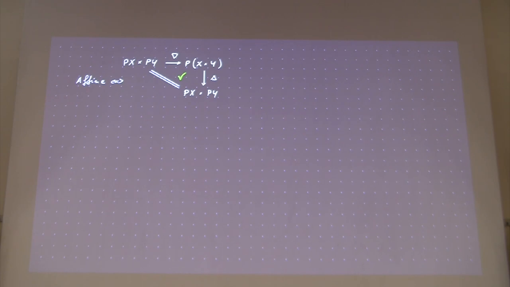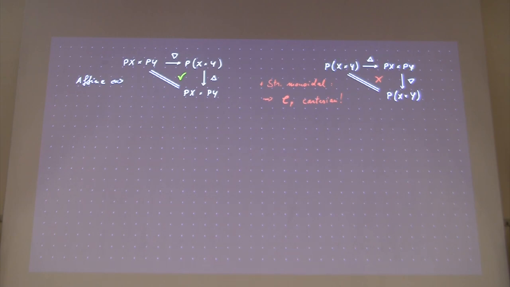What you do not get is the other direction. It is not true that if two things are interacting and you separate them, then take the product, you recover the initial interaction. That would make these two maps monoid homomorphisms and would make the monad strong monoidal. You might know that a strong monoidal monad on a Cartesian monoidal category gives you a Cartesian Kleisli category. And we cannot have that.